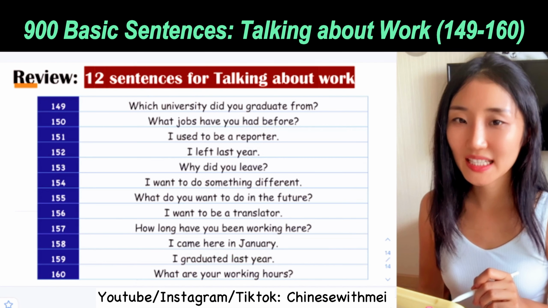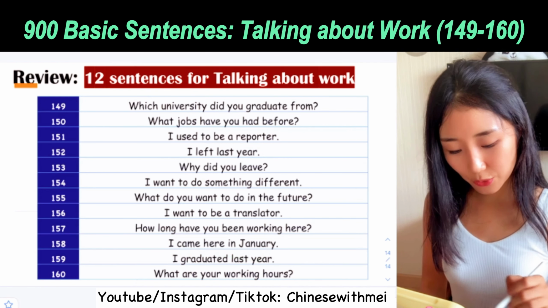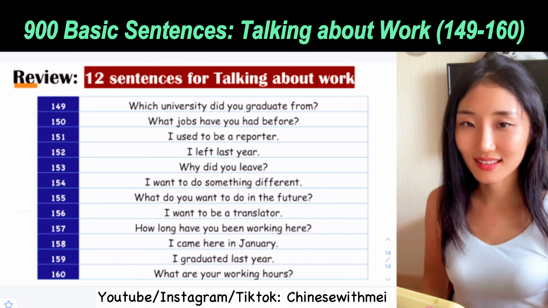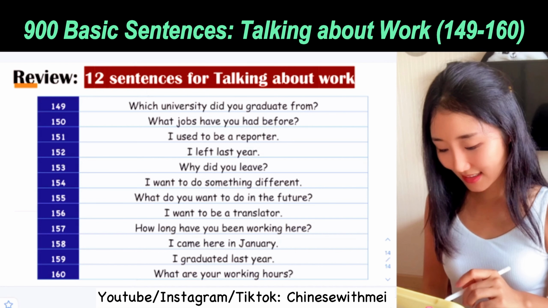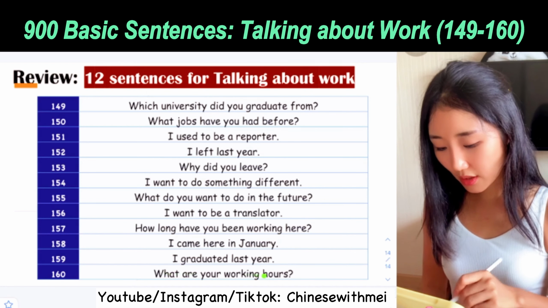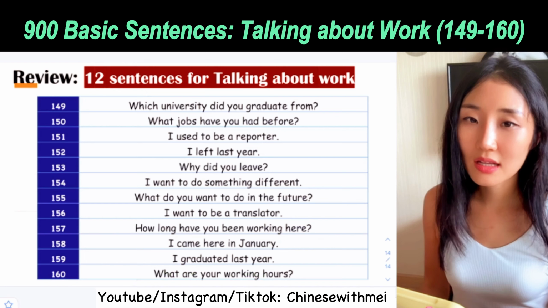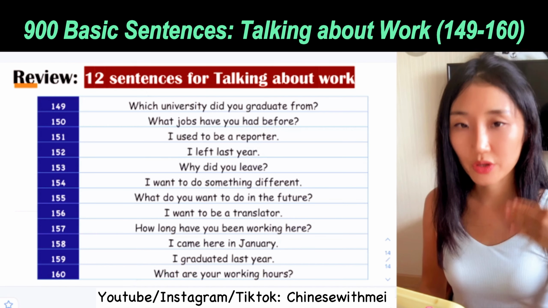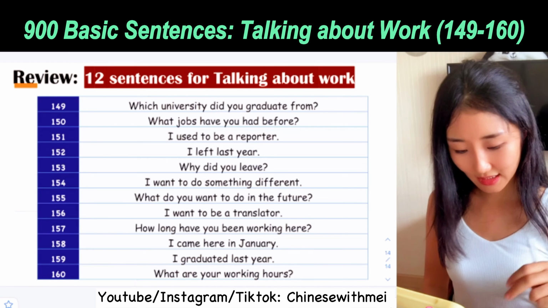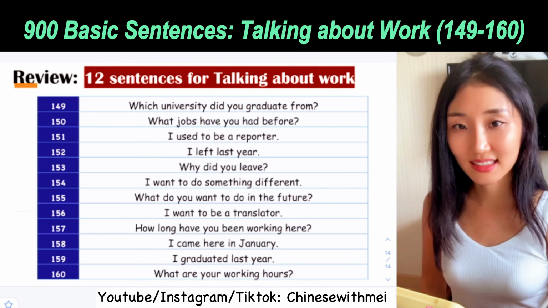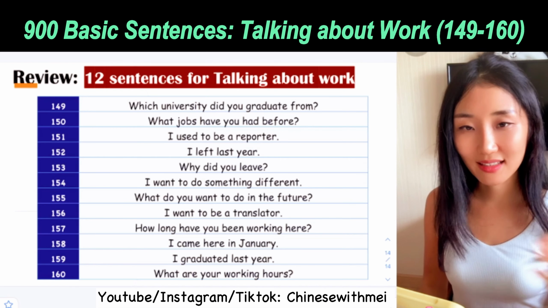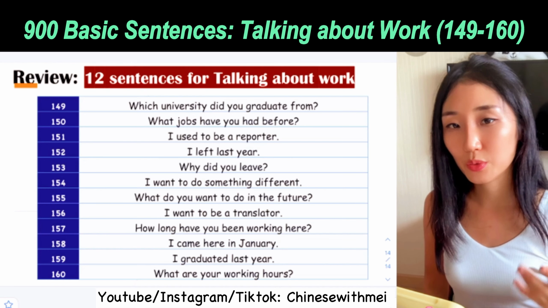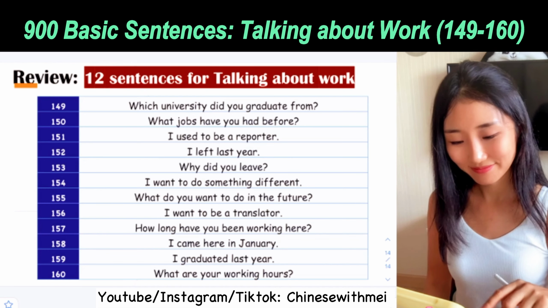I graduated last year. Graduate, 毕业。我是去年毕业的。Remember the structure 是 and 的, 是什么什么的。And last one. What are your working hours? Working hours? So we ask, when do you come to work? Go to work. 你每天几点上班？You go to work. What time do you go to work every day? What are your working hours?